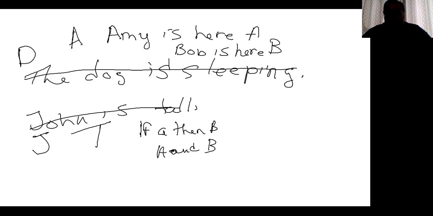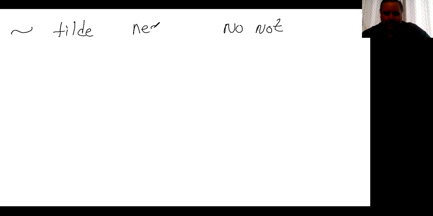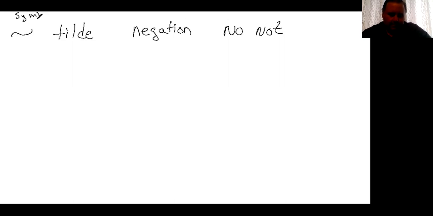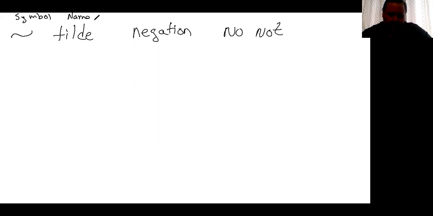Now, in order to separate out the meaning, we need some symbols that will allow us to make sense of this. And so we have five logical operators we will use. And those five logical operators look like this. There's one that's just a squiggly line called a tilde. What a tilde does is it means no or not. Anytime you see those words, it means no or not. And it performs a function in logic we call negation. So we have the symbol, name, operation or function, which we'll call the operation, and what it translates. These are kind of what it does.